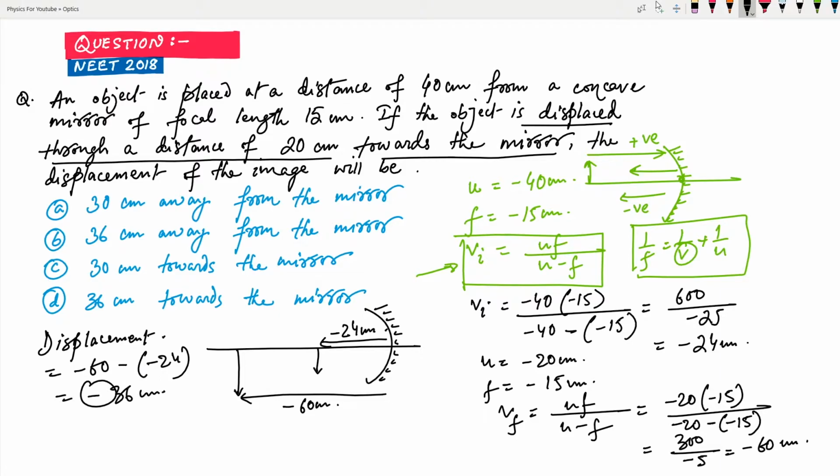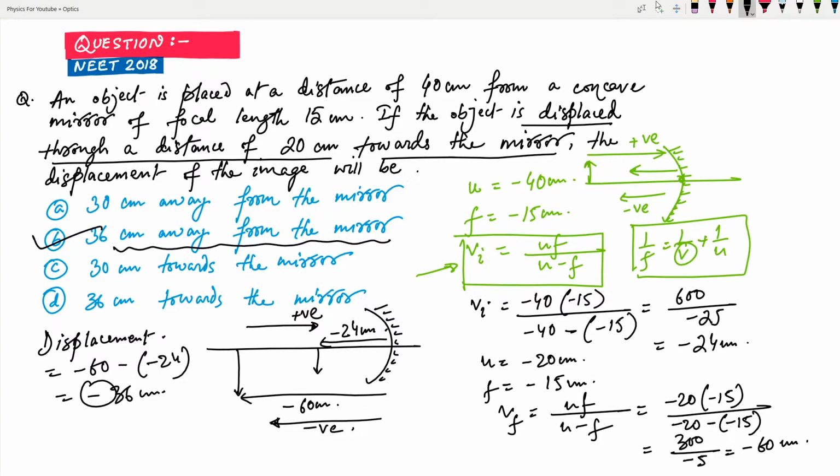Now the minus sign signifies that it is moving away from the mirror in the opposite direction, because this direction is taken as positive for a concave mirror and this is taken as negative. So we can directly say that the answer will be 36 centimeter away from the mirror. See how quickly we can solve this.